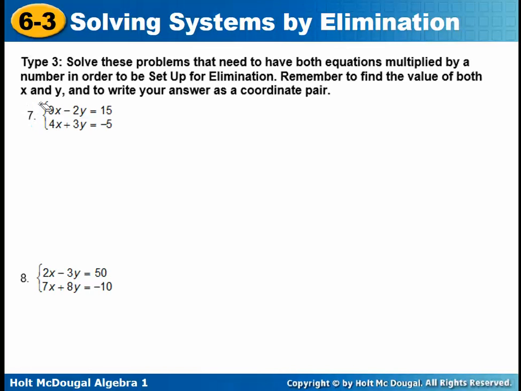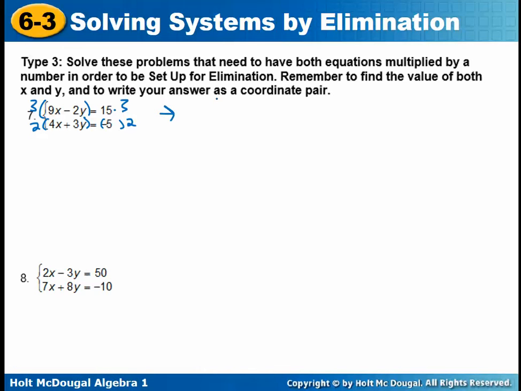Or maybe we want to eliminate the y values, the y variables. So that might be a little bit easier. We have a -2y and a +3y. And their product is 6. So I could multiply the top equation by a 3 and the bottom equation by a 2, which would result in, let's write what we would have then.